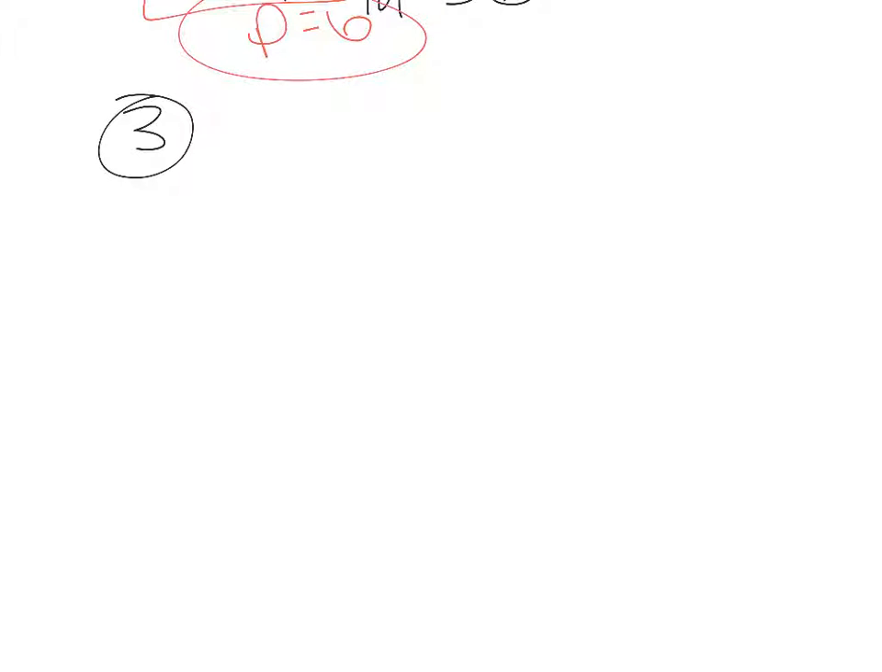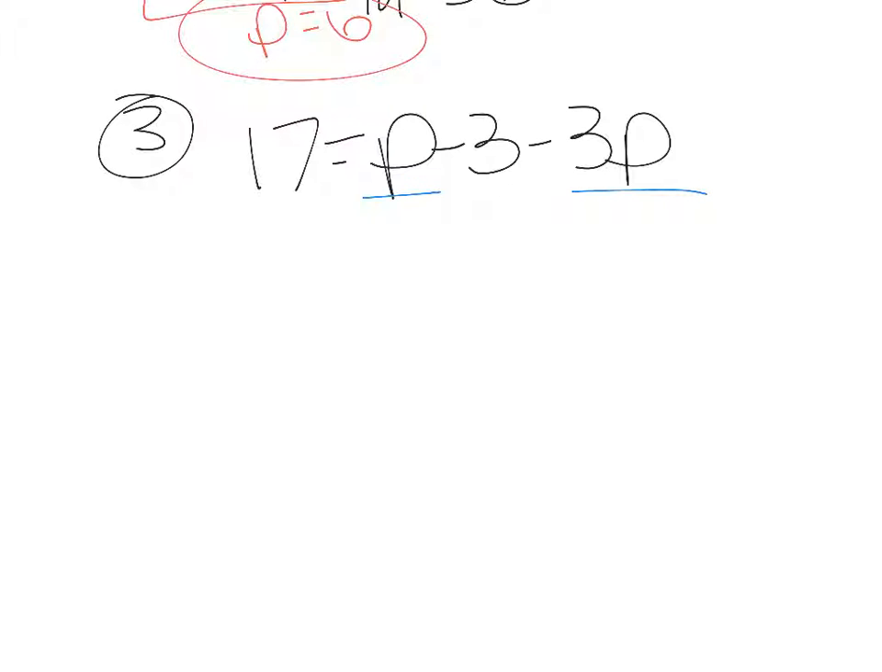It looks like this. 17 equals p minus 3 minus 3p. So I want you to look at that for a second, see if there's any simplifying you think you can do. If I look at that left-hand side, there's nothing I can do to simplify 17. But that right-hand side, I can combine together the p and the minus 3p. So my equation turns into 17 equals, now it's p minus 3p, so it's actually going to be negative 2p. And then I have my minus 3.